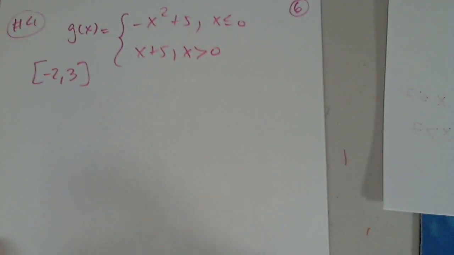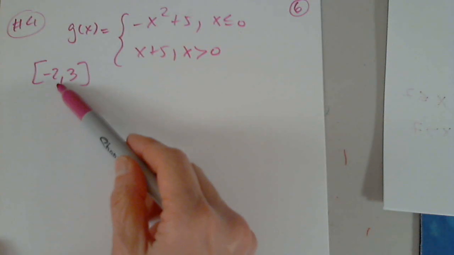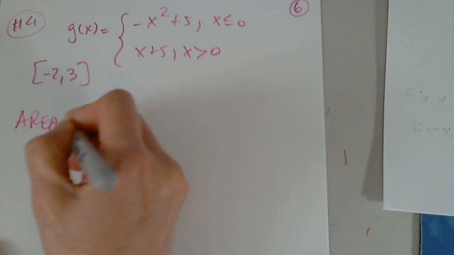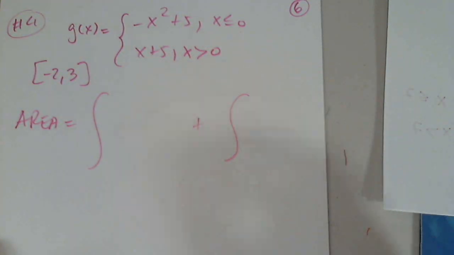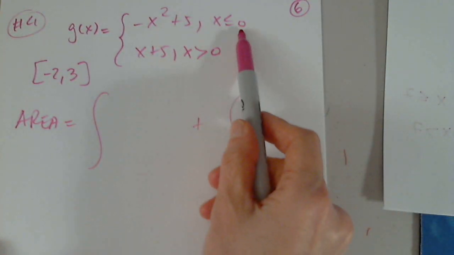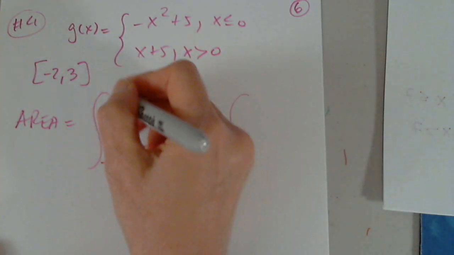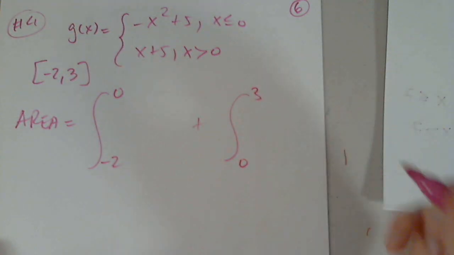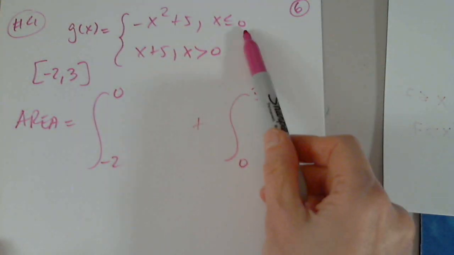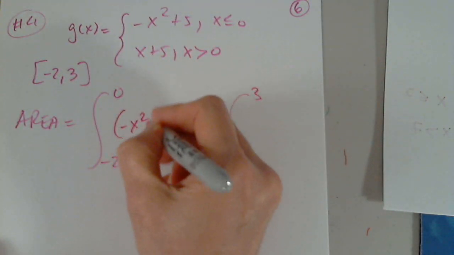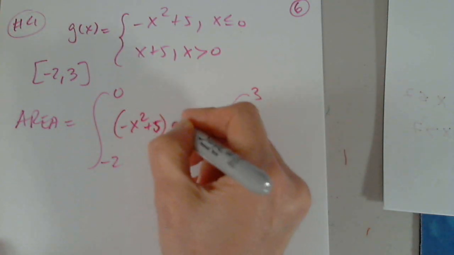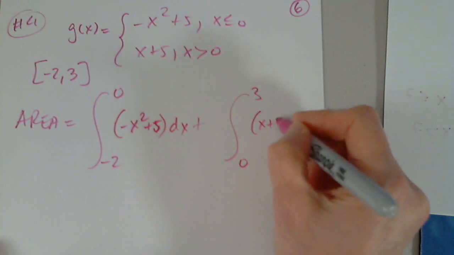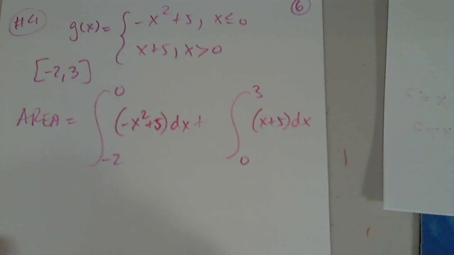Okay. As I see, 0 is right in between negative 2 and 3, so the area will be a sum of 2 integrals. One for x less than 0, from negative 2 to 0, and the other for x greater than 0, from 0 to 3. Of course, from negative 2 to 0 will be from this function, and from 0 to 3 will be from this function. And that's it.